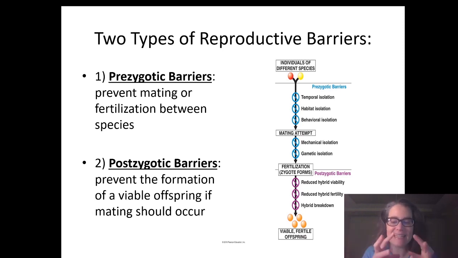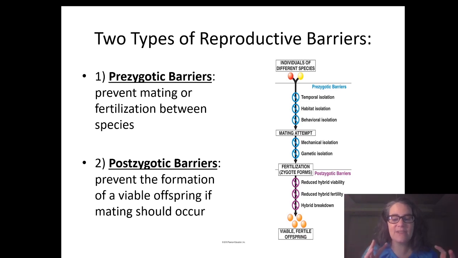You have to know what a zygote is, and a zygote is the first cell formed from the union of a sperm and an egg. So when we have the union of the sperm and the egg, we form that first cell. If a barrier prevents mating or fertilization, prevents the formation of a zygote, then it is a pre-zygotic barrier. If the zygote forms and then development doesn't work out or the species kind of falls apart after, then that is called a post-zygotic barrier.